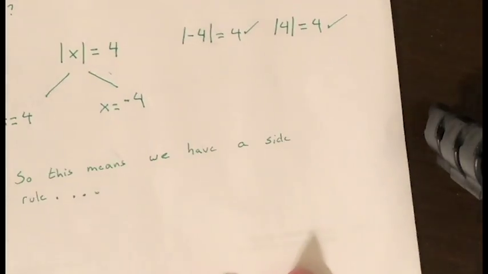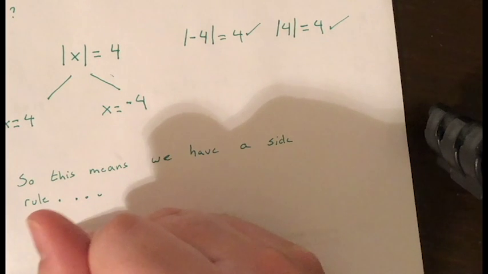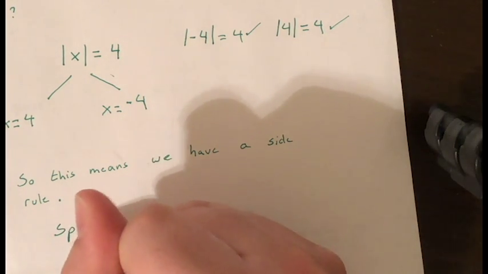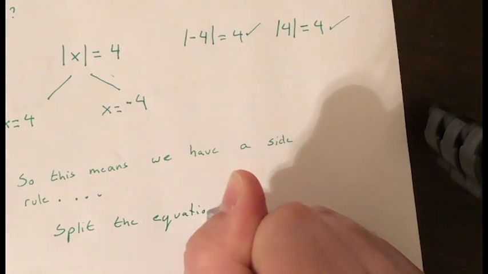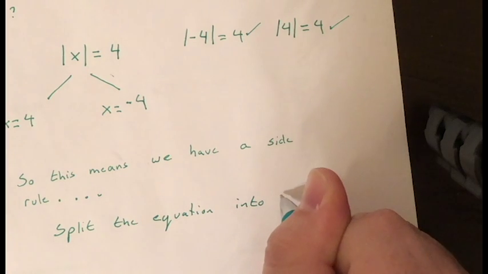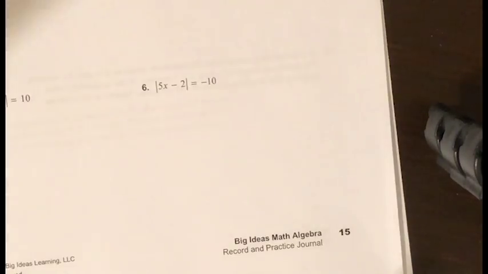So this means we have a side rule. When we're working with absolute values, we're just going to simply say split the equation into 2. This is not really an official rule. This is, again, a Mr. Lewis rule, but this is a good way to kind of remember it. So when you see an absolute value equation, we're going to split it into 2 different equations. So let's go ahead and do some problems and show you what I mean.